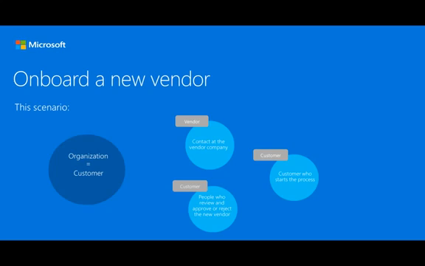In this scenario, the customer's organization owns Microsoft Dynamics 365 for finance and operations where the process is carried out. The parties involved in this scenario include a contact person at the vendor's company, the customer's organization that starts the process, and one or more people at the customer's organization who review, approve, or reject the new vendor account.